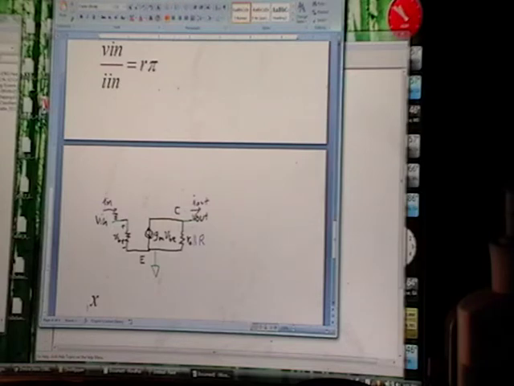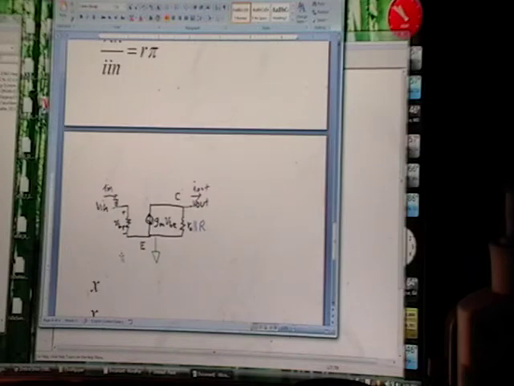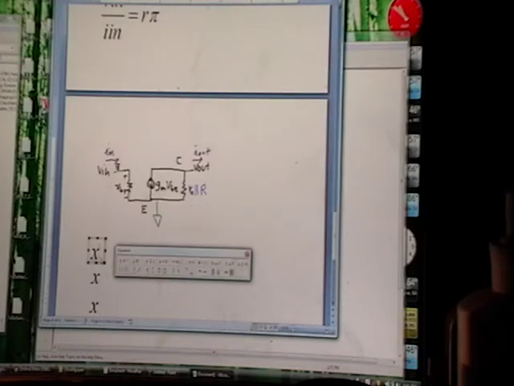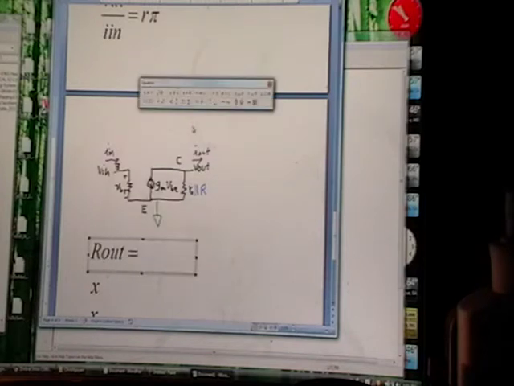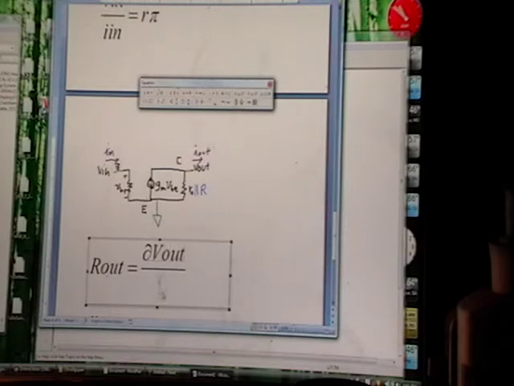So there's a couple other values you want. R out has this handy little thing that you get to use called two-port model rules. So your R out equals V out over I out.